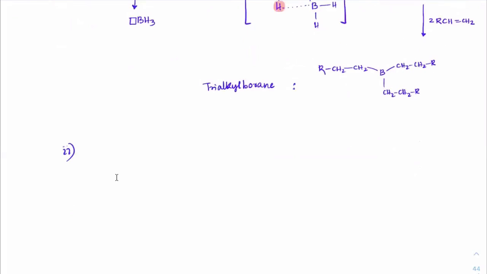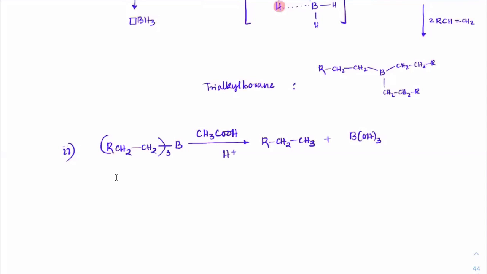The second step is about how we are using this RCH2 CH2, tri of that with boron, and if you treat that with acetic acid CH3 COOH in acidic medium, we will convert this into an alkane RCH2 CH3, and boron will become boric acid. Yes, sir. Got it? Clear, everyone? Okay.